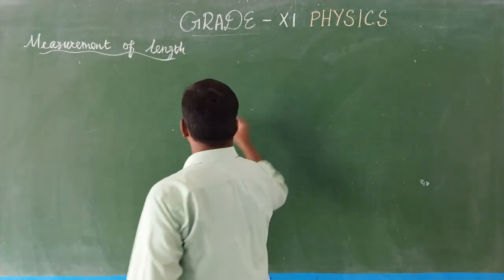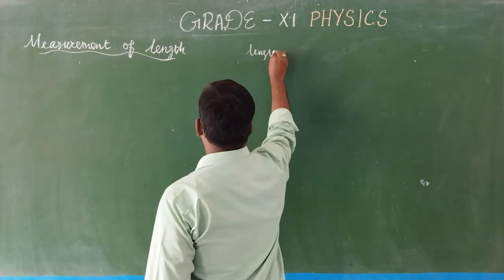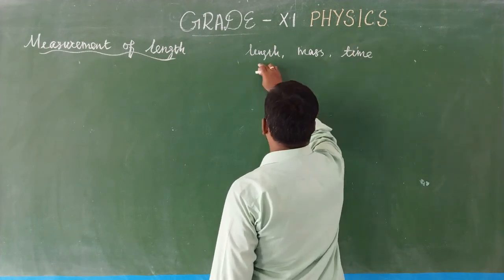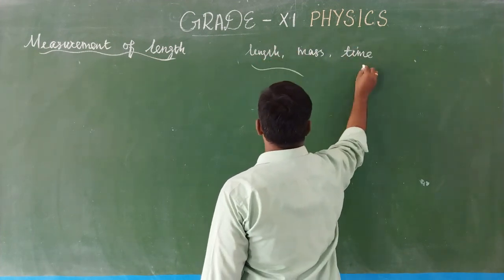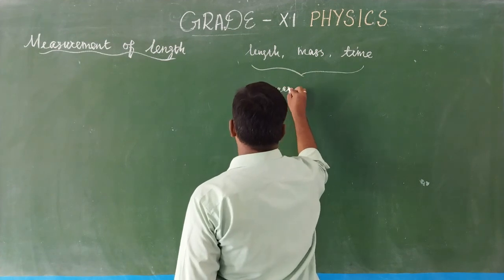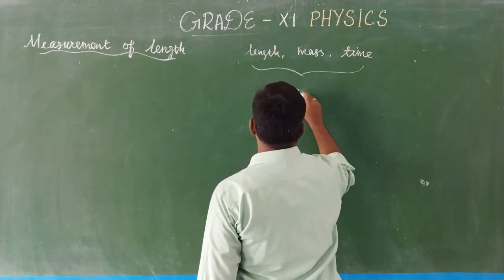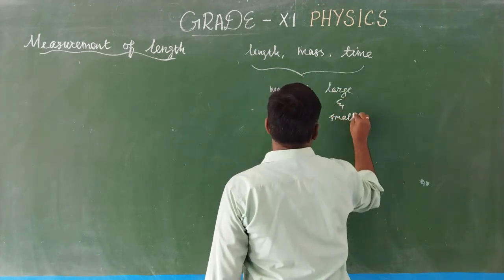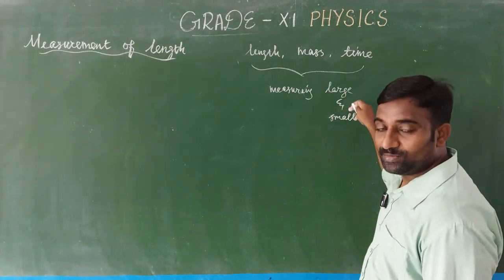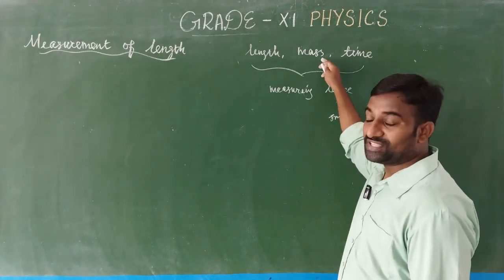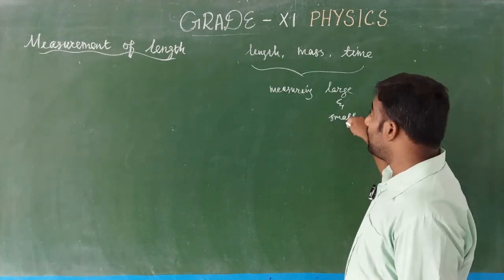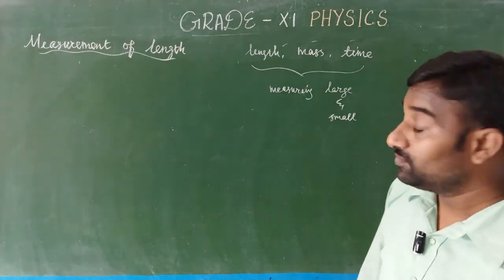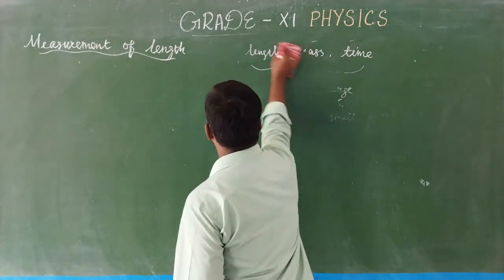Similarly, we have three important fundamental quantities. One is length, the second one is mass, the third one is time. Now these three quantities we are going to measure in two kinds of measurements, large and small. So how to measure the larger distance, how to measure the small distance. Similarly, how to measure the larger mass, how to measure the smaller mass, how to estimate the time also. So the three fundamental quantities only we are going to revise now. From that, first one is length, measurement of length.